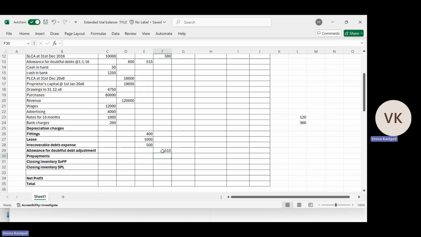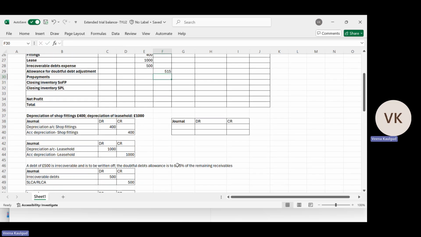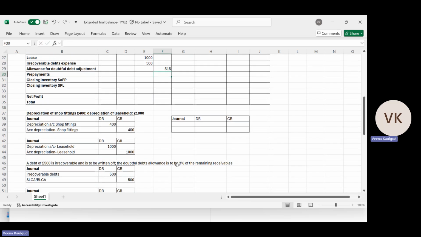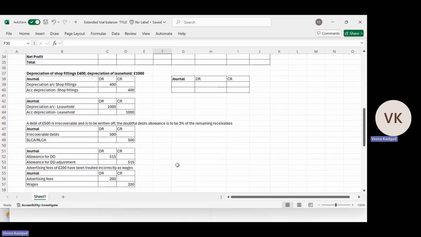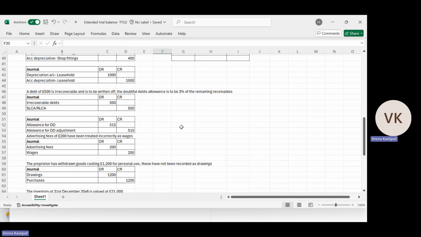So this is how I record. I literally just follow the journal, guys. I find the suitable account and I just record it on the correct side of the adjustments. I'm just doing that. The most important part is understanding these journals. You have to do these journals, start recording them on the extended trial balance on the correct side. That is very important.